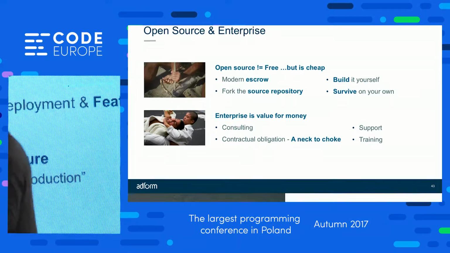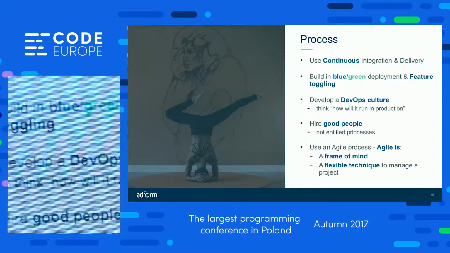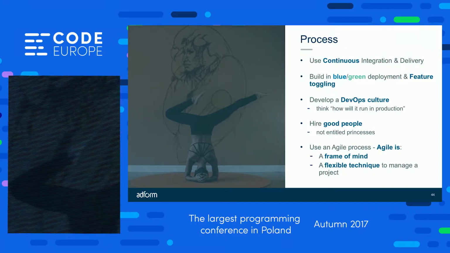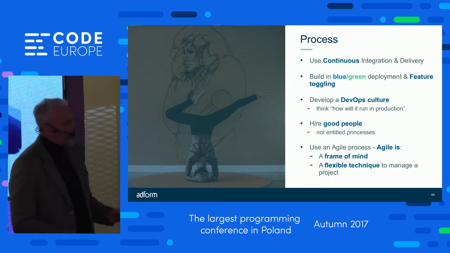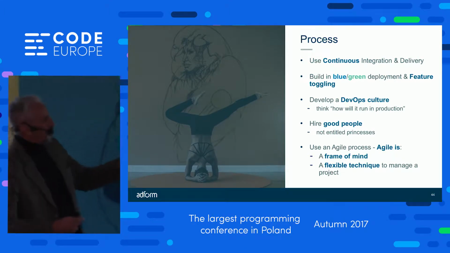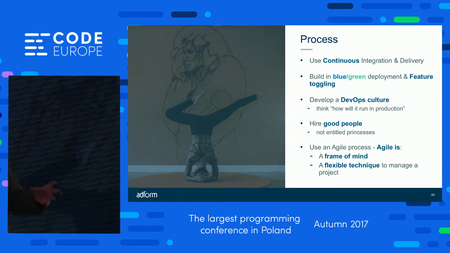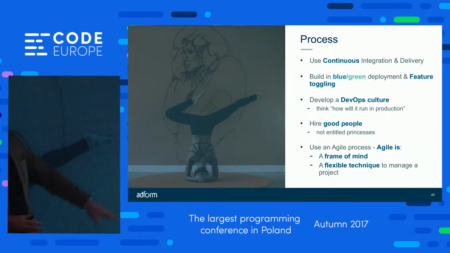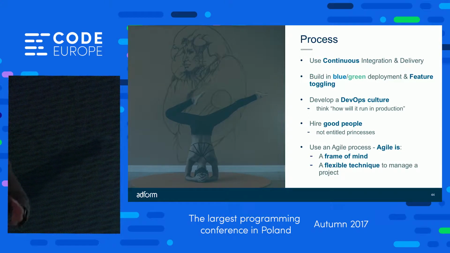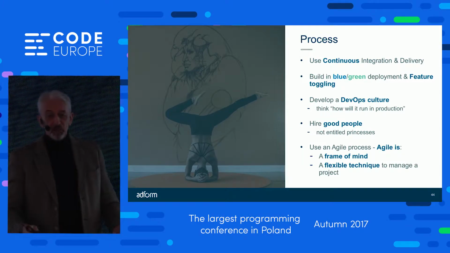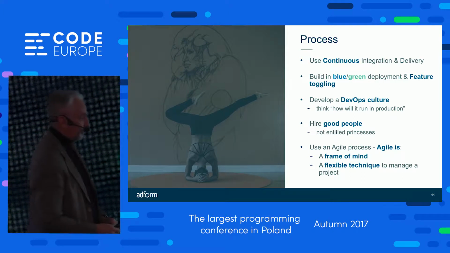User process. So continuous integration, continuous deployment is probably a great idea. Have a blue-green deployment and feature toggling. So when you bring out a new feature, have a way in your code to switch it on or switch it off in case you've screwed up, which all of us do. Have a DevOps culture. So think about how this is going to run in production. Don't expect that you've got an infinitely fast CPU with an infinite amount of memory and infinite amount of storage. Think about humans are going to have to run this.